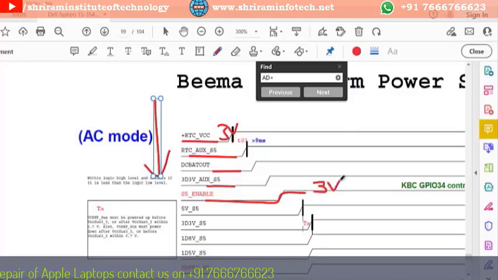How much will it come? A 3 volt. But before that, SIO has some criteria. And what are those criteria? Number 1, it should get power, it should get the EC reset, lead sensor, and thermal trip. So we'll see where those signals are. We'll go to the SIO page.